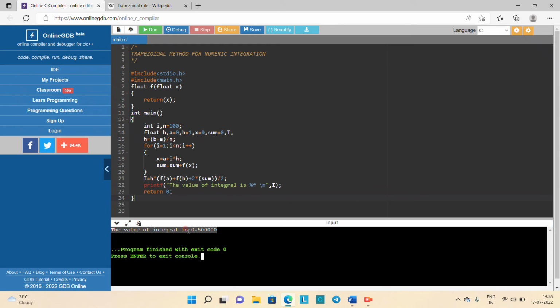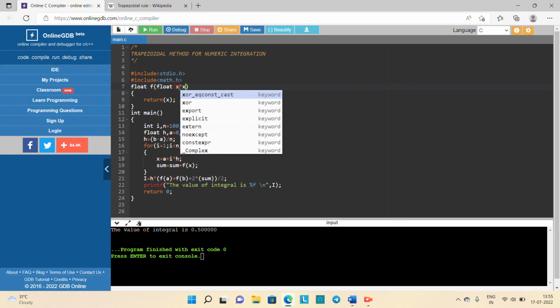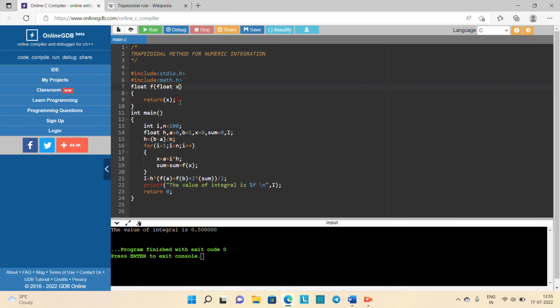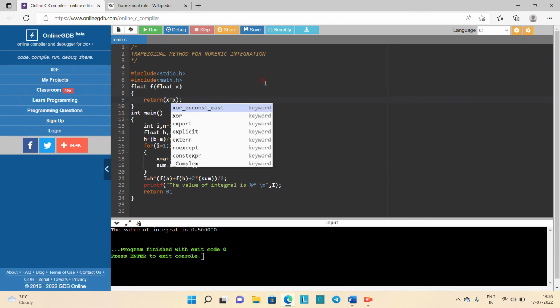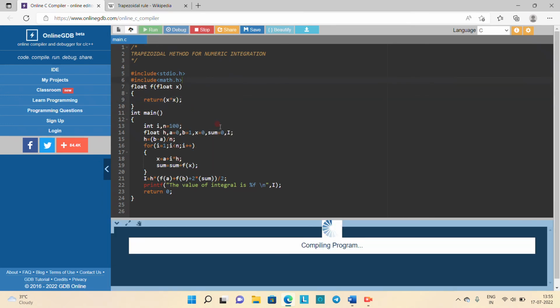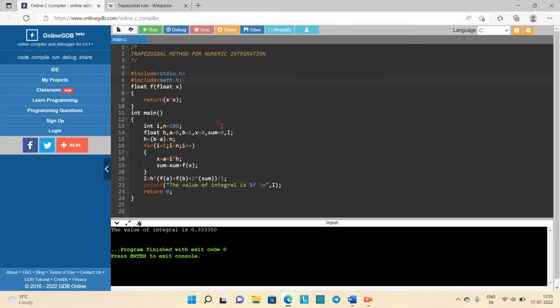Okay, is that clear? So what we'll do in the further case, if you want to calculate some more functions, like if I want to calculate the integration of x square, let's say, so we will just say x into x. Sorry, not here, this is float x. Here, in the return where we wrote the function, we will make it x square, since we need the integration of x square. If we run it, what will the integration of x square from 0 to 1 be? x cube by 3 from 0 to 1 means 1 by 3, 0.33.